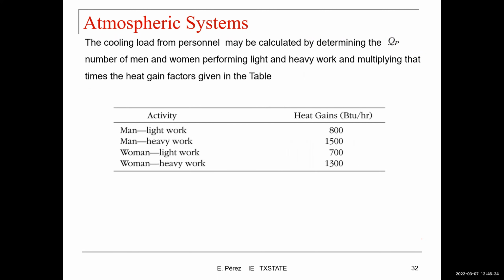So the cooling load from personnel can be calculated according to the number of people that you have, and also according to the gender and the type of work that they're doing. Depending on the gender and the level of work being performed, you're going to have these heat gains in terms of BTUs per hour.